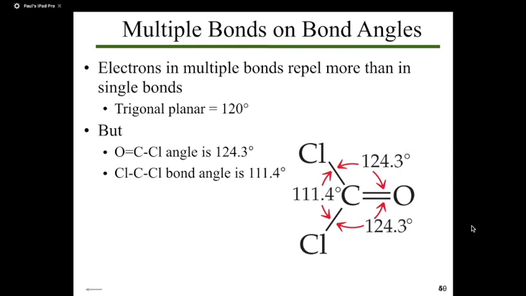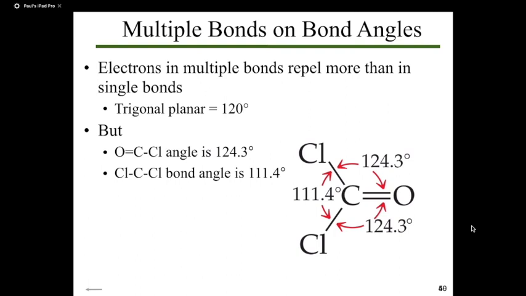But in this case, you have 1 double bond. So this one is a little bit bigger. It just takes up more space because there are 4 electrons rather than just 2. So these get squished down just a little bit. So the bond angle between chlorine, carbon, chlorine is smaller than the bond angle between oxygen, carbon, chlorine.